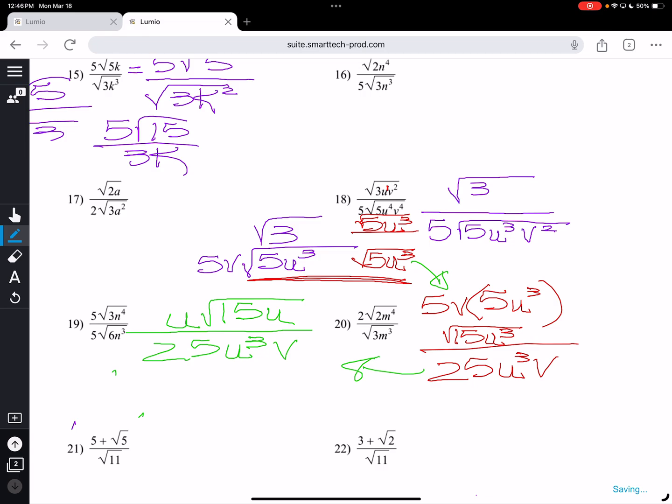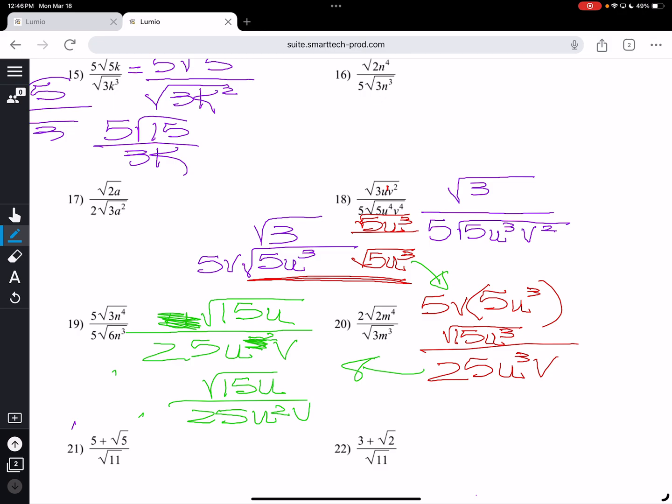Are we through? No. Why not? Because you don't want to be done. The u on top and the u to the third on the bottom: the u is gone, and this u becomes a u squared. We're on green. There's our answer: u radical 15u over 25u squared v.